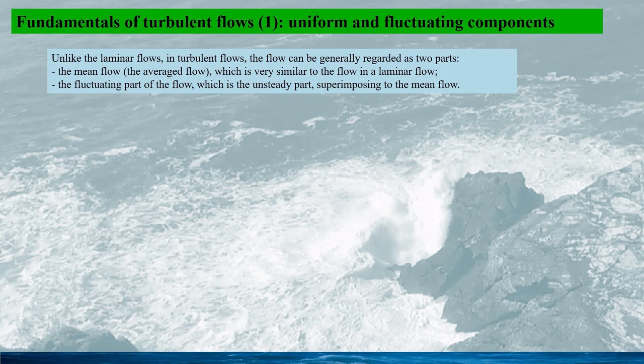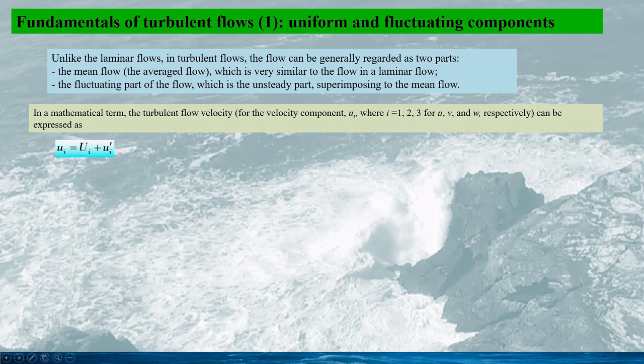Unlike the laminar flow, in turbulent flow, the flow can be separated into two parts. The main flow, the averaged flow, which is very similar to the flow in a laminar flow, and the fluctuating part of the flow, which is the unsteady part superimposing on the mean flow.